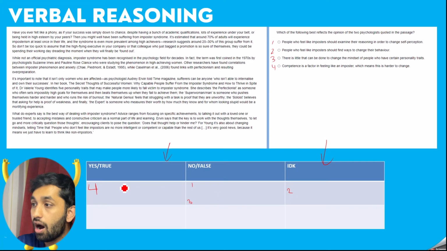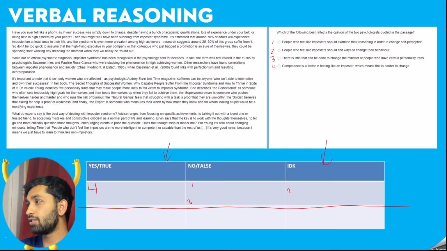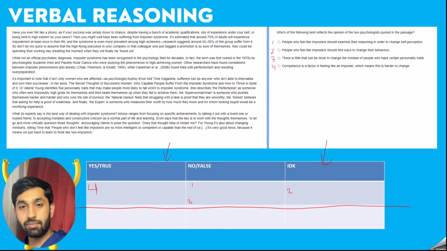So after doing this question here, I just draw a line and then I get ready for the next question. This is typically used with true, false, can't tell questions, or not necessarily true, false, can't tell questions, but questions which are like this, basically. So they give you a list of different statements. You have to see which one is true and which one's false. That's basically what they're asking you.